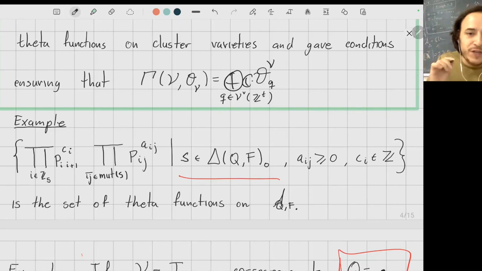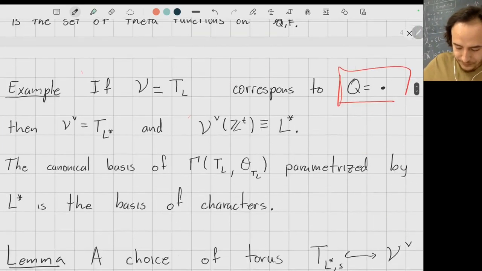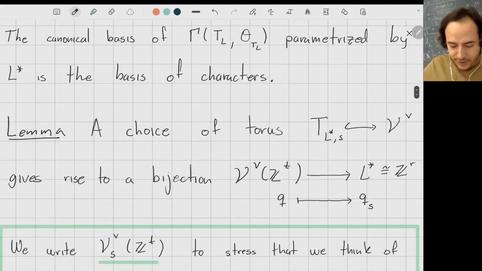I'm not telling you yet to which tropical points this set of functions corresponds, but there's such a tropical point for every such set of functions. Maybe I can wait to see if there are questions so far. You can put it in the chat, or feel free to put your microphone on and ask. Okay, if there are no questions, I will continue.